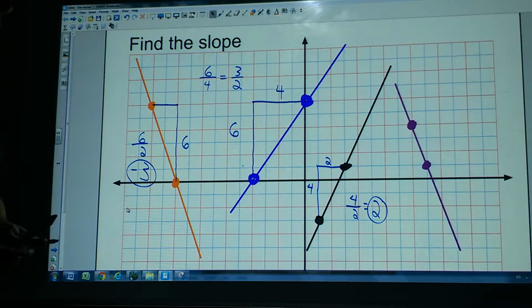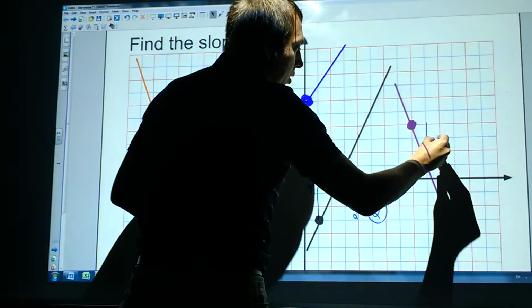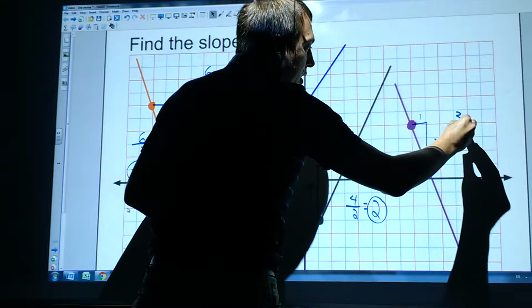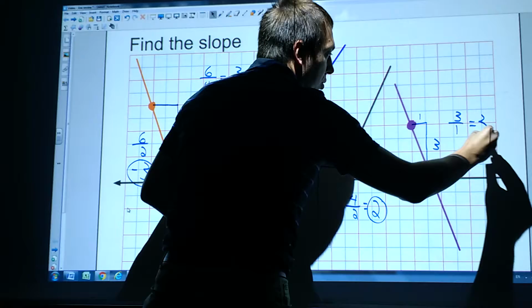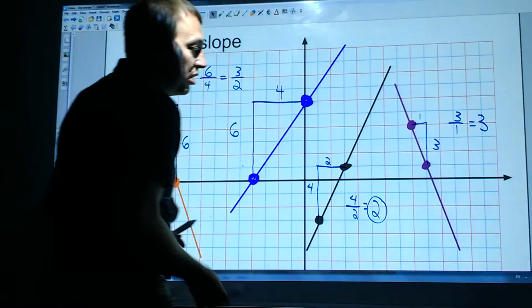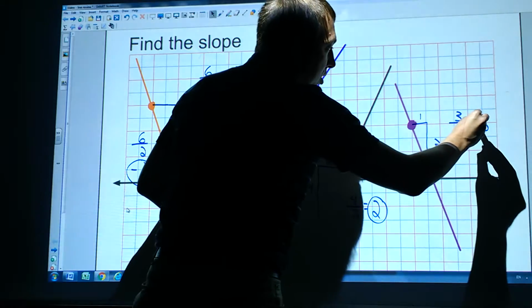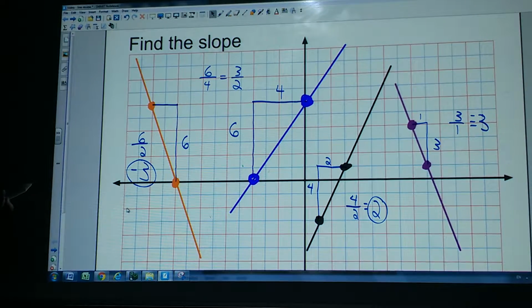Lastly, the purple one. I count up 1, 2, 3, and over 1. So the slope is 3 over 1, which equals 3. I have to check, though, to see if that line is positive or negative. It is negative, so the correct answer is the slope is negative 3. Next type of problem.